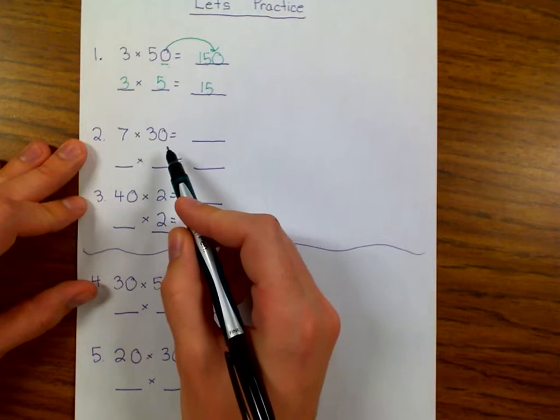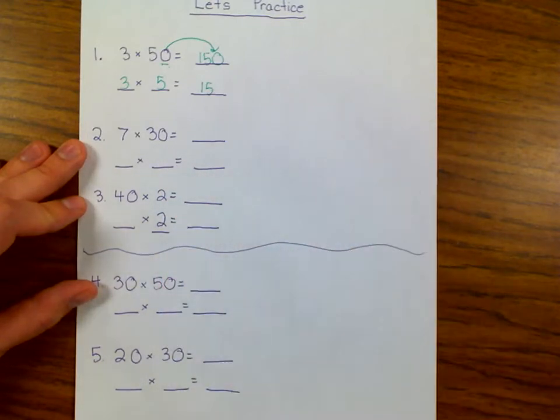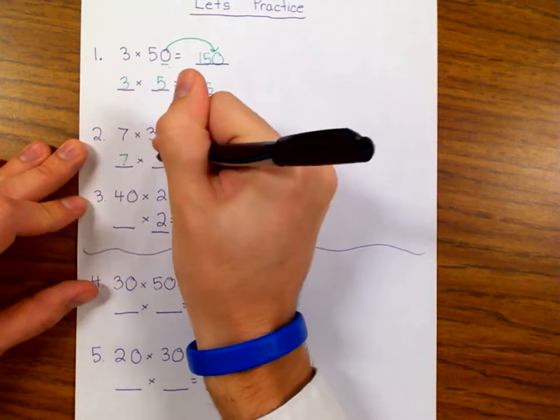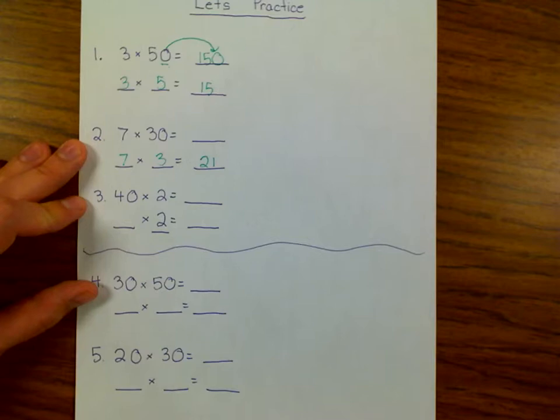7 times 30. First of all, let's see. Original fact, what would it be? Turn to your partner and tell them. Fantastic. You should have gotten 7 times 3, which is equal to 21. Now see if you can figure out what the extended fact was equal to.